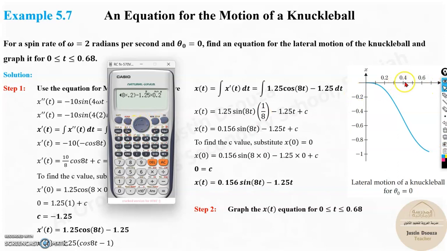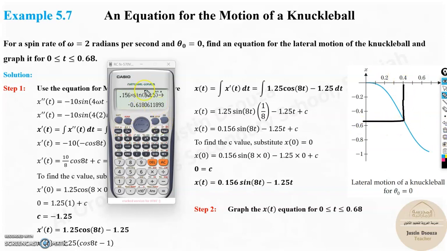Let me take another value, 0.4. Over here, it will be 0.61. Let me check 0.4. If I draw a straight line, it's not straight enough, but it is around that. It's around 0.61.